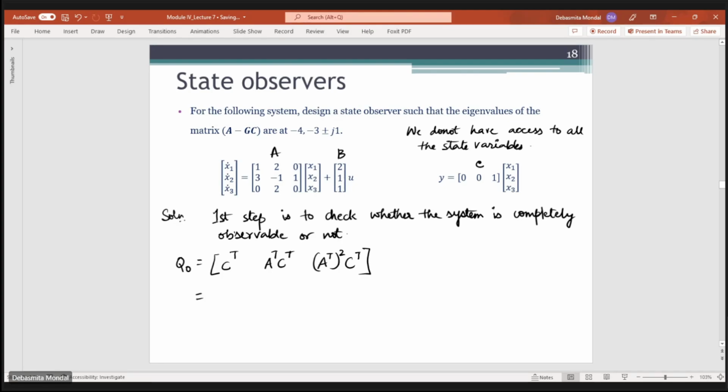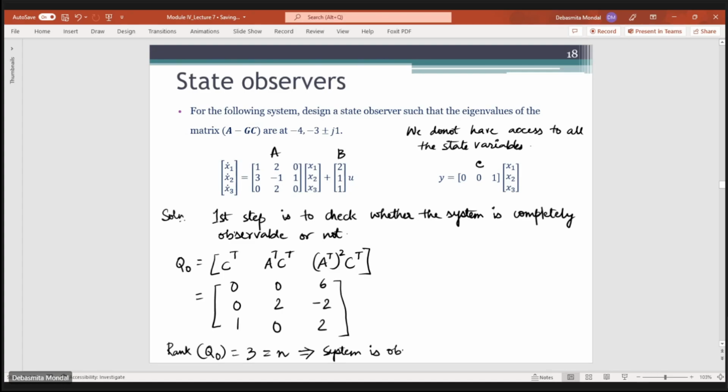I'm not showing you how to do the calculations because that will take a lot of time, and I think you would be able to do it. You can simply take the transpose and do matrix multiplication, and you will find the value of the individual components. So I'm just writing those values. This is the matrix Q0. Now you can see that the rank of Q0 is equal to 3, which is equal to n. That means the system is observable.